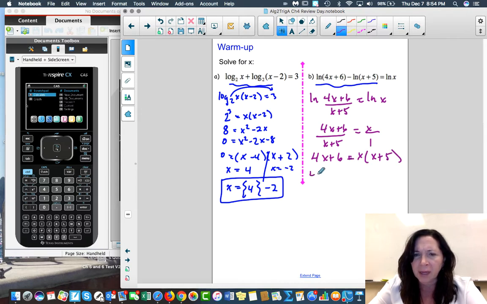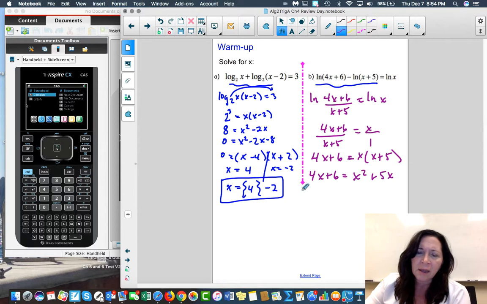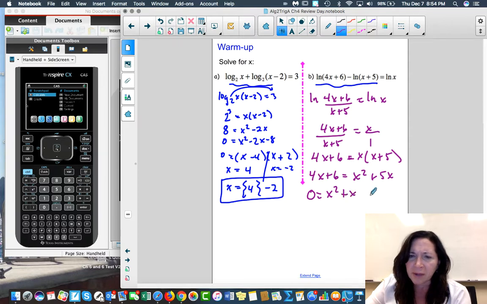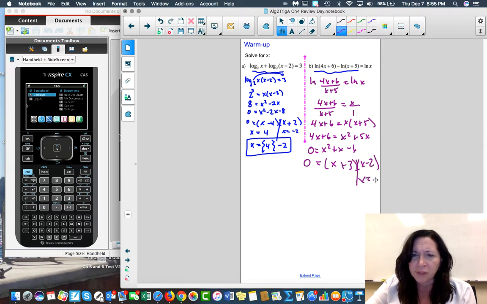In this case, we're going to cross multiply and we're going to get 4x plus 6 equals x times x plus 5. And we're going to get 4x plus 6 equals x squared plus 5x. And we recognize that this is a quadratic. So we are going to set this equal to 0 and we get x squared plus x minus 6. Now I am going to factor, and so we're going to get x plus 3 and x minus 2. Splitting that up, we get x equals 2 and we get x equals negative 3.